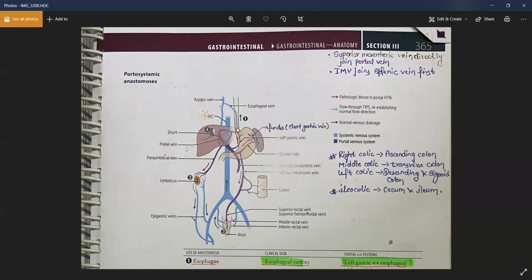Then for the esophagus, you have the esophageal veins, as you can see here, and you have a left gastric vein. The left gastric vein will be draining the blood from the lower esophagus, and this part is also being drained by the esophageal vein, which ultimately drains the blood into the azygous vein and then to the inferior vena cava.